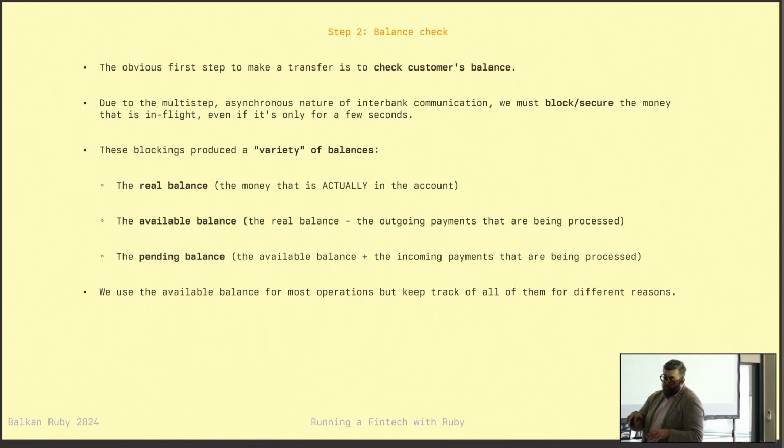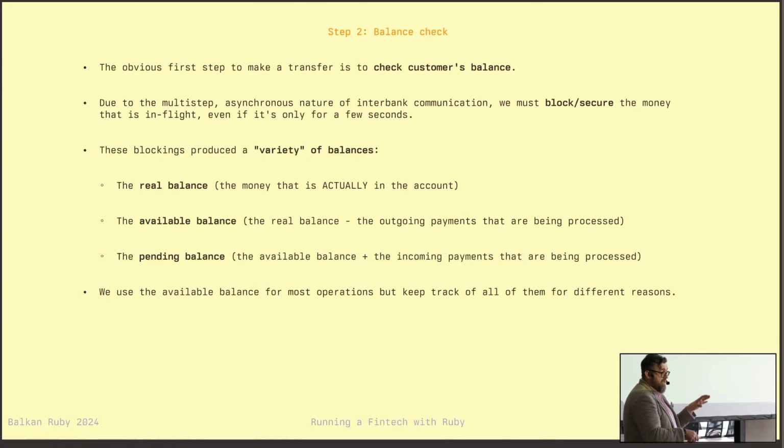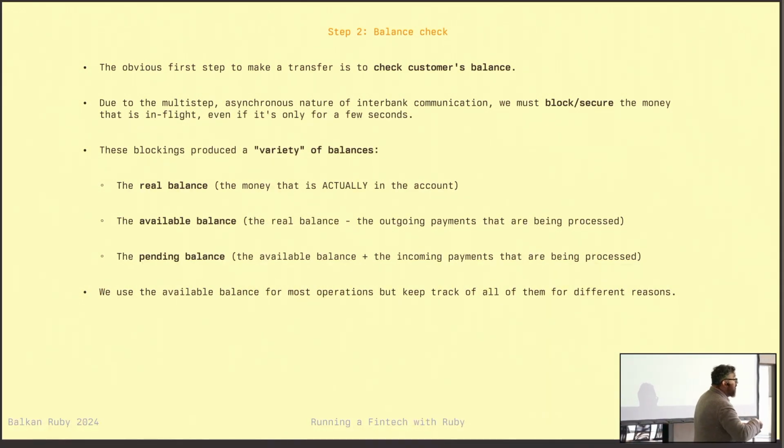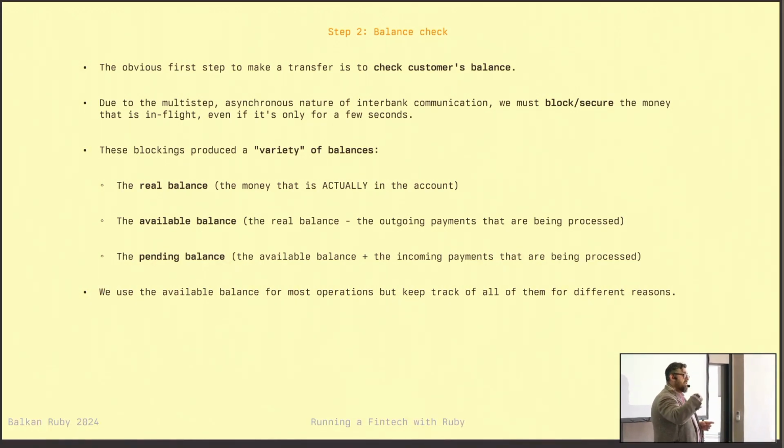So we have what we call the real balance, that is the real money that you have in your account, and then we have the available balance, that is the real money minus the money that is in flight. And then we have even a third kind of balance, that is the available balance plus the money that you are going to receive, because receiving money, again, is not happening in real time. There is a moment in time when you are the target or the beneficiary of some money, but it's still not in your account. So there are multiple different balances.